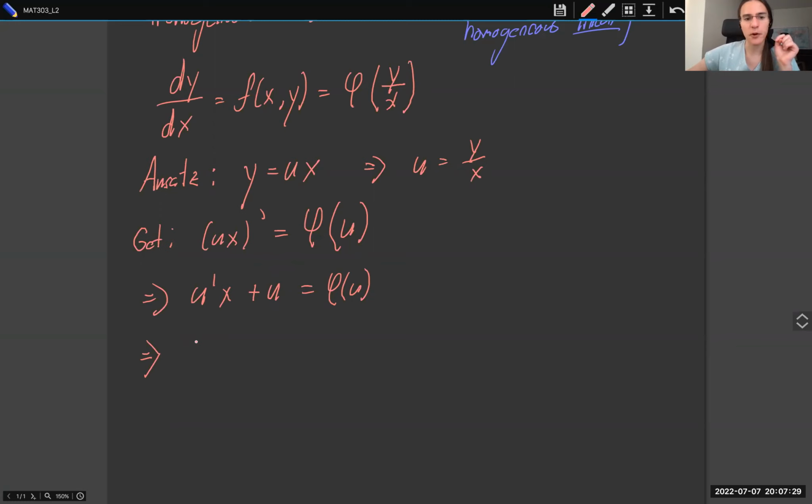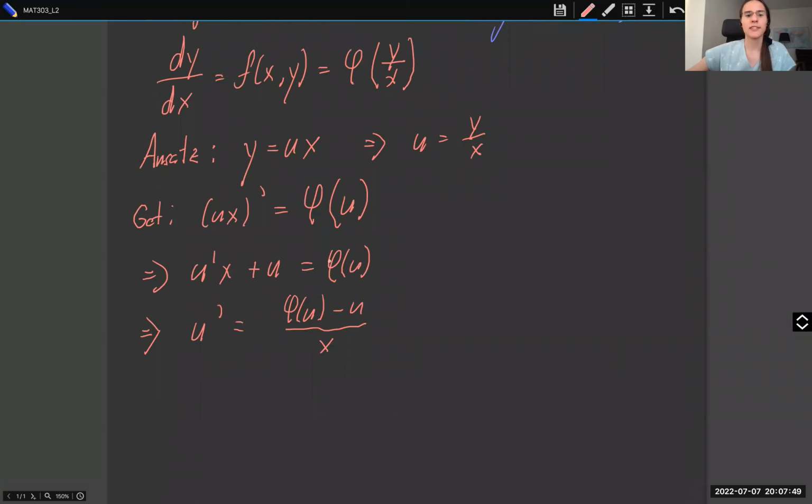If you want to see why it's separable, I could write it as u prime is equal to (phi of u minus u) over x, right? And when I write it like this, it's clear that it's a product of a function of x with a function of u, right? So it's separable. And separable equations are good. We know how to solve them. So we get du over (phi of u minus u) is equal to dx over x.